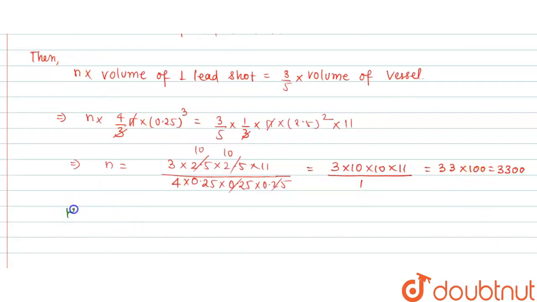So you can write the final answer for the question. Hence, the number of required lead shots is 3300. I hope the solution was clear.